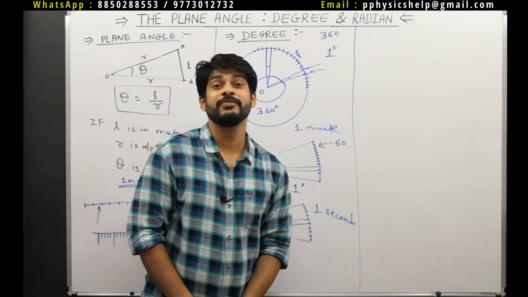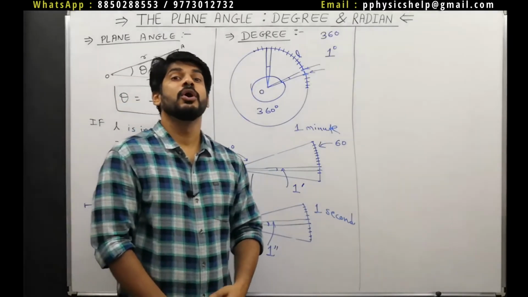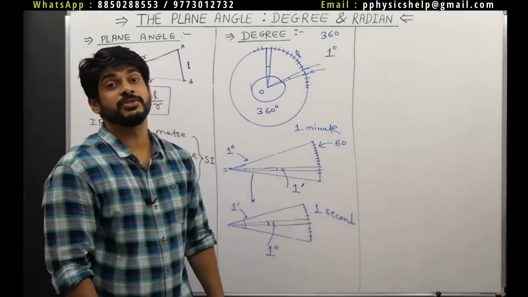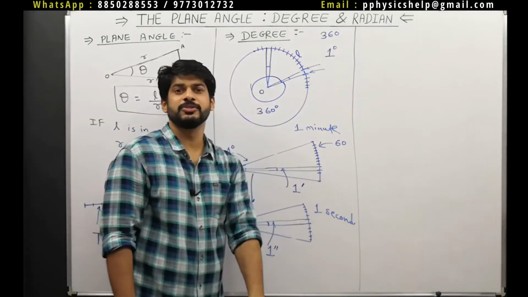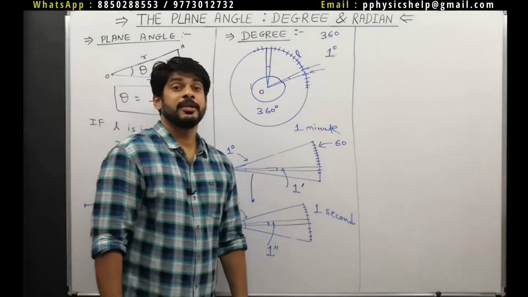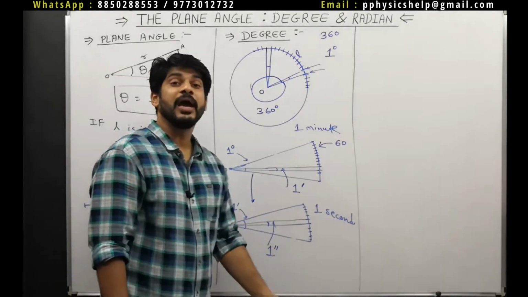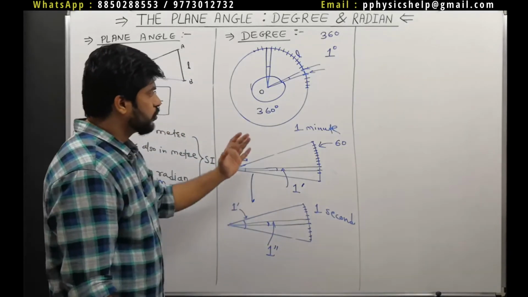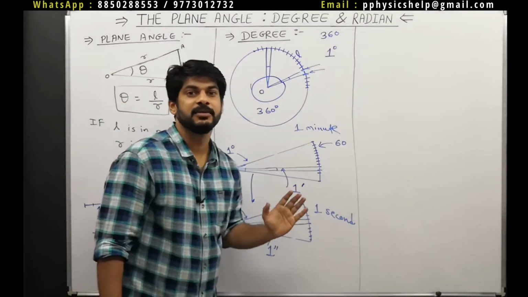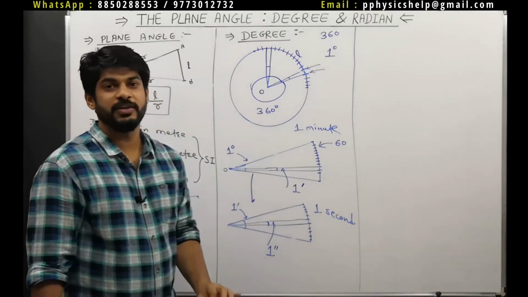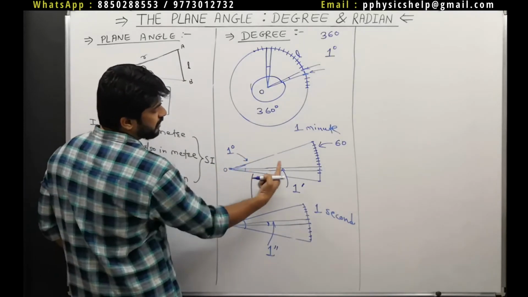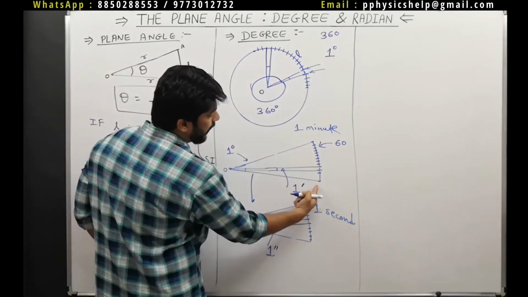If you are a scientist, if you go for research purposes, especially in astronomy, you actually deal with such small angles. Even in optics, we deal with these smaller angles. So this is degree, this is minute, this is second. I hope this is clear, how we define 1 degree, 1 minute, and 1 second.